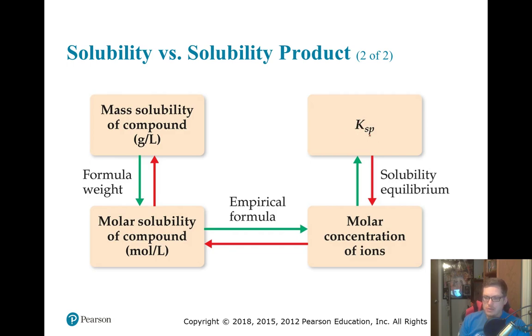You'd also go backwards to use your KSP. That would tell you exactly what two things multiplied to get your molar concentration of your ions. Then you can go to moles per liter if you needed, and then to grams per liter pretty simply.